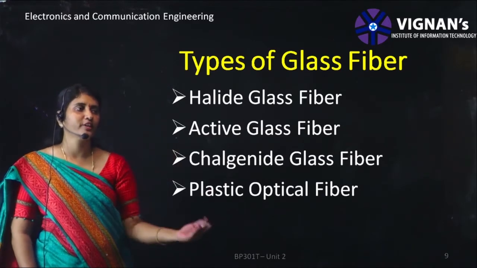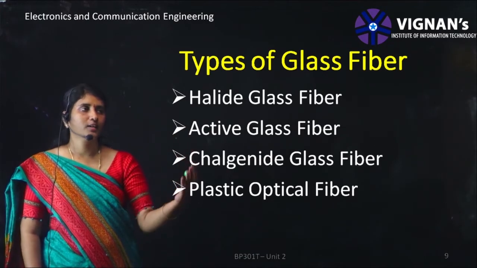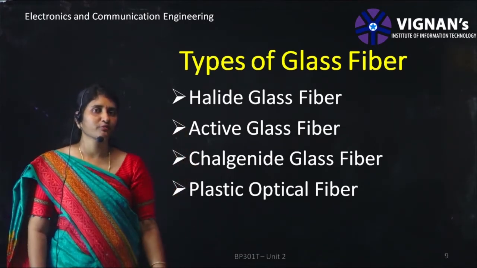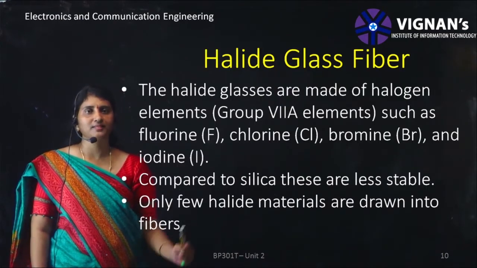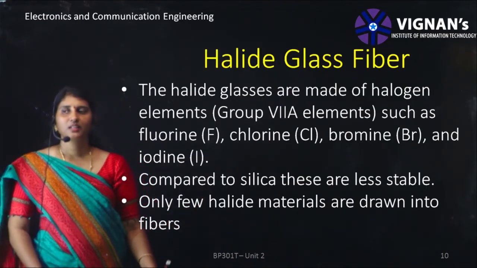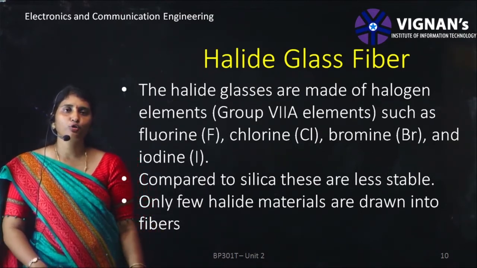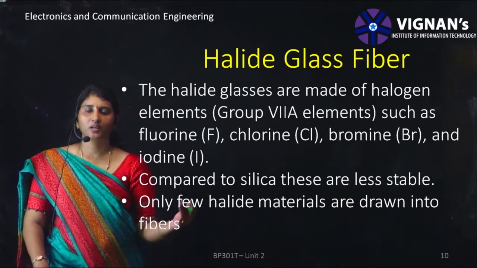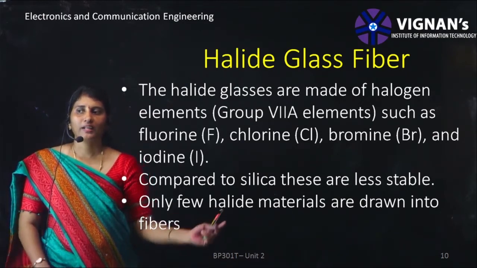These are the 4 different types of optical fibers, and now we will learn about these 4 different types of fibers and their characteristics in detail. Firstly, halide glass fibers. Halide glass fibers are made up of halogen elements, that is group 7A elements. Group 7A elements in the sense fluorine, chlorine, bromine and iodine.